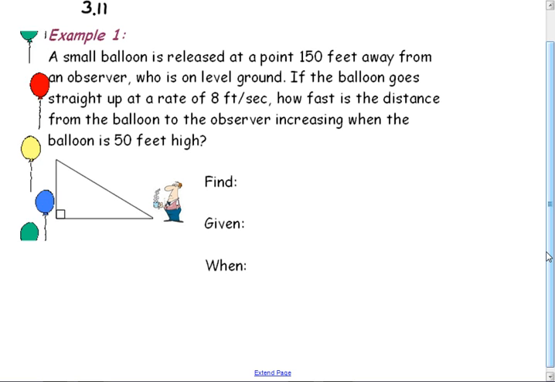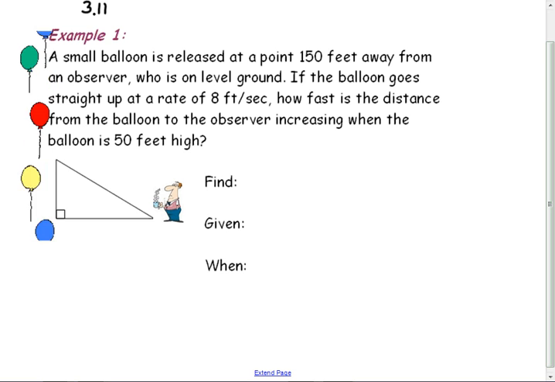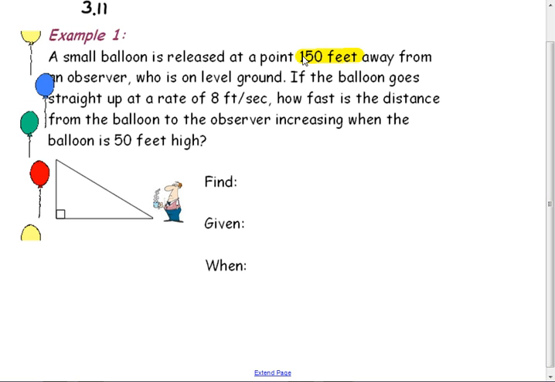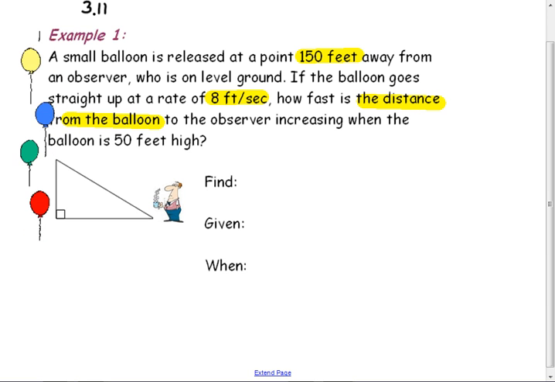So yes, you have to read and interpret. So as I read this, I have a diagram already set for you, and the key points here look like 150 feet, 8 feet per second. How fast is the distance from the balloon to the observer increasing when the balloon's 50 feet high? I at least like to do that myself. Often you get points for this find, give, and when. Not sure exactly what piece they'll give you the point on, but some of it they will. It just depends on the scored rubric for that year.